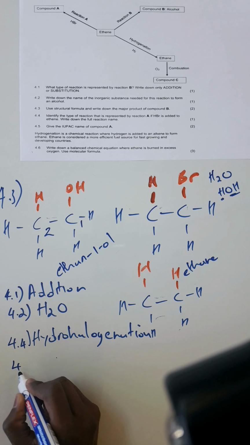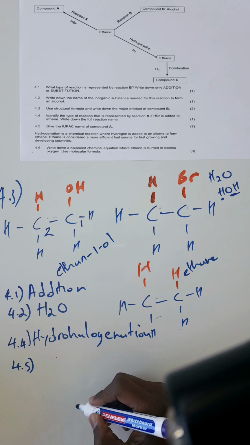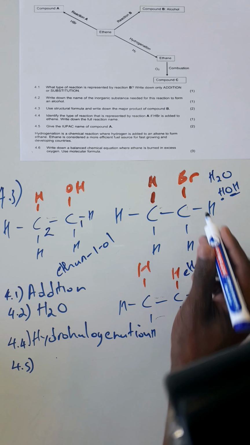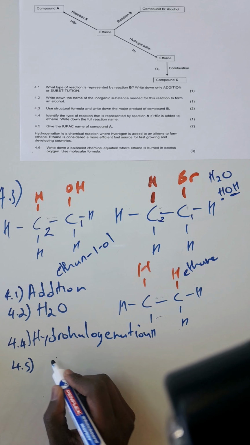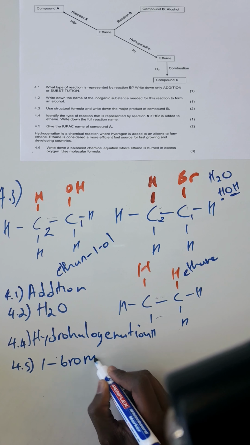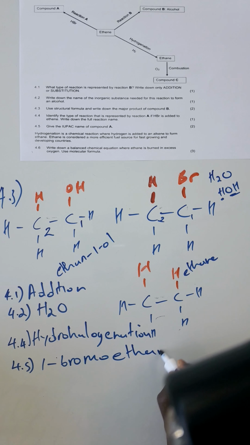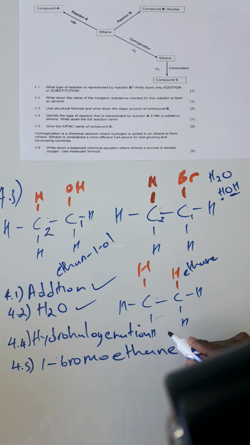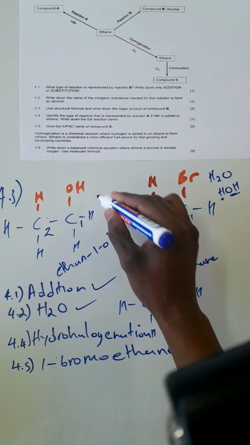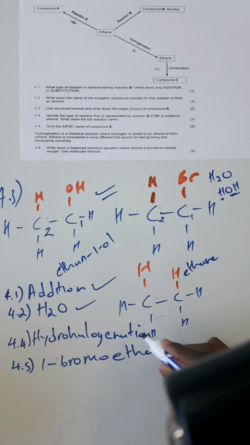Okay, 4.5 says now, give the IUPAC name of compound A. Compound A is this one, 1-bromoethane. So it takes you back to doing the first organic nomenclature part of the IUPAC rules and such. So 1 over there, 2 for that structure over there, 1 over here, and 1 over here as well. Oh, okay.